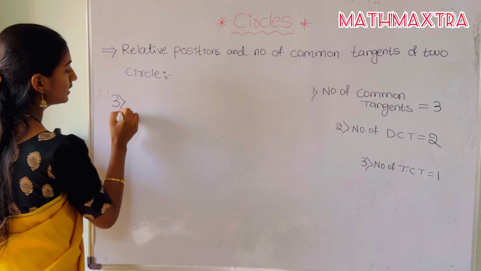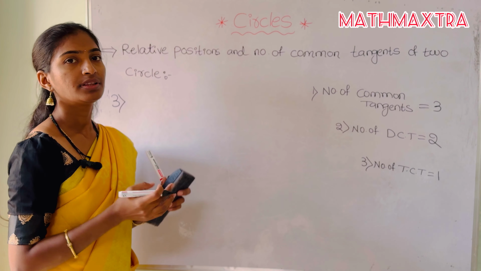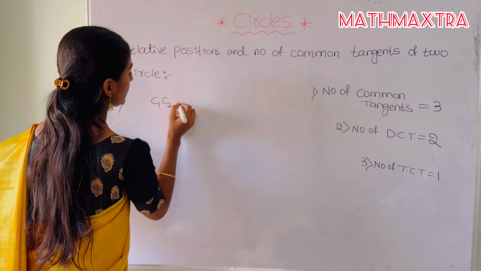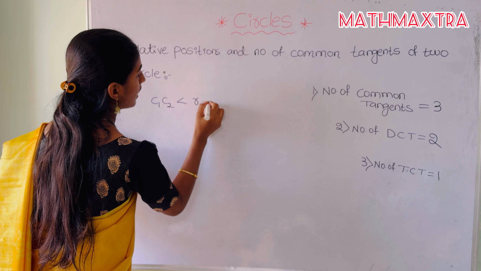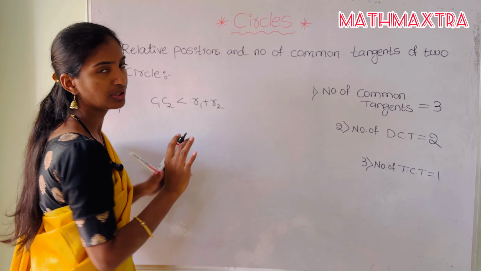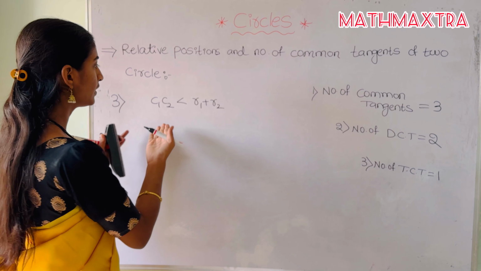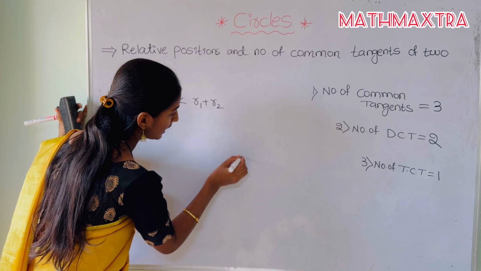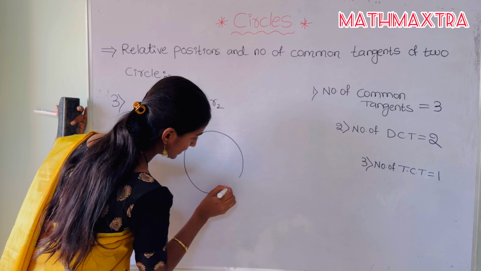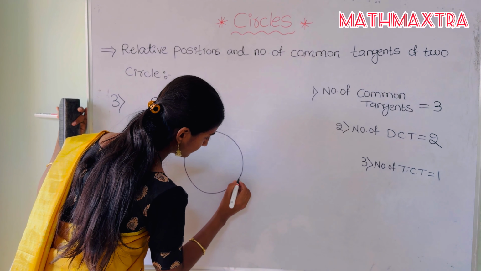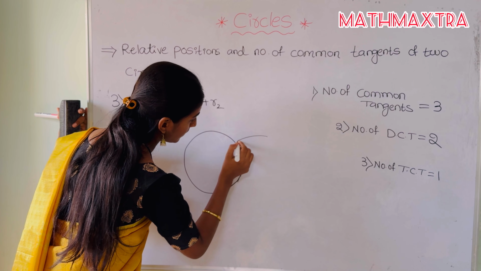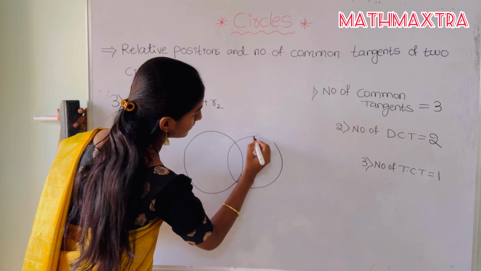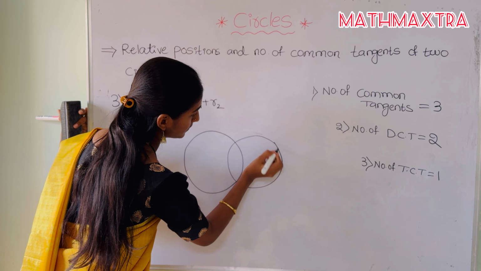Okay. The third case is if the distance between the two centers, that is C1C2, is less than R1 plus R2, the sum of the two radii. If we follow this condition, the circles look like this. One circle is like this. Another circle is like this.